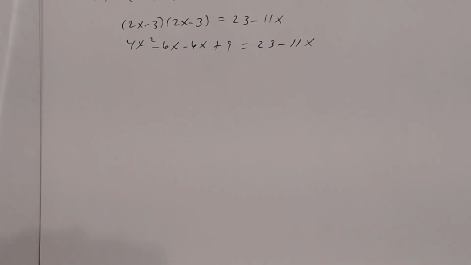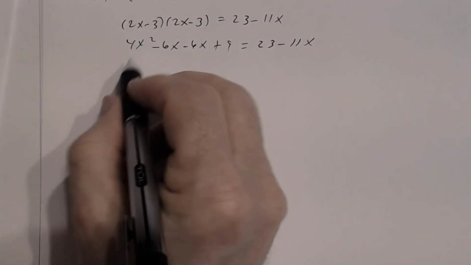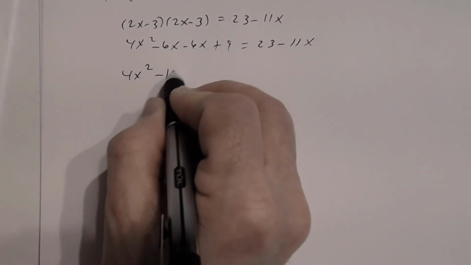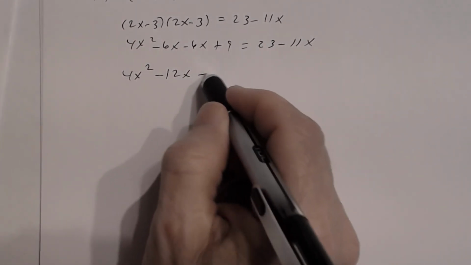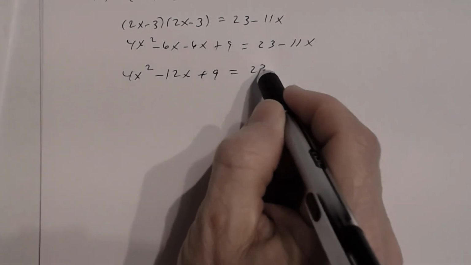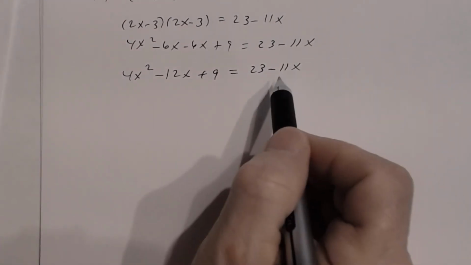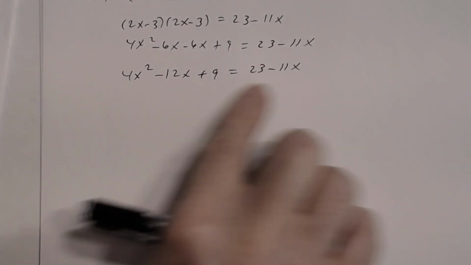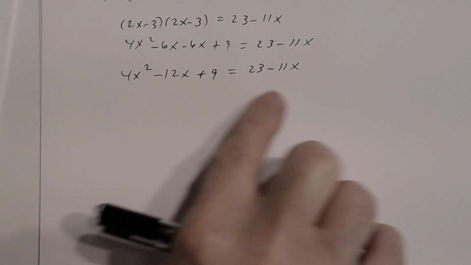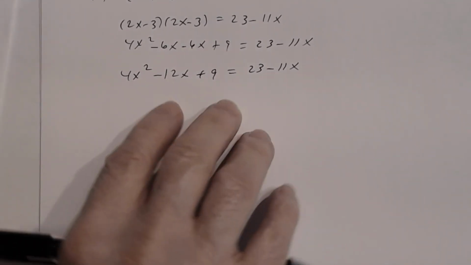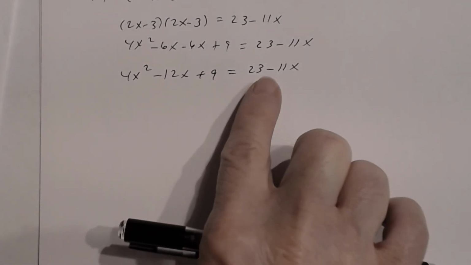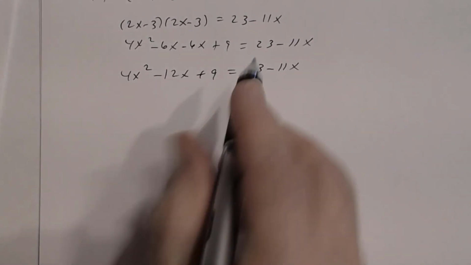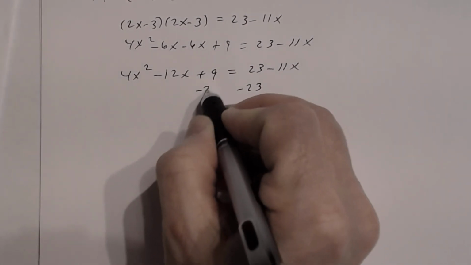Okay, now let's combine like terms on this side. So I get 4x squared minus 12x, because negative 6x and a negative 6x is a negative 12x, plus 9, and that's going to equal 23 minus 11x. Okay, let's go ahead and put this in standard form, in descending order. So I'm bringing all the terms to the left-hand side, because remember, in order to use the zero factor property, one side has to be 0. So let's go ahead and subtract 23 from both sides.